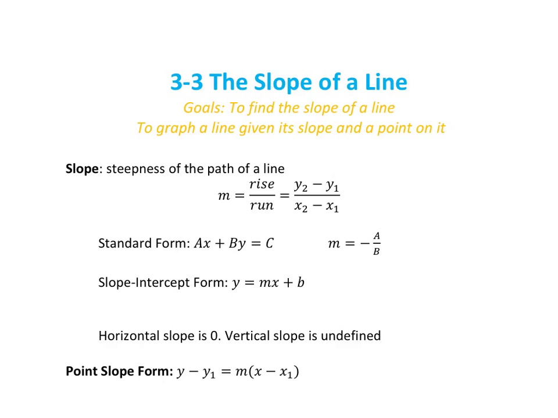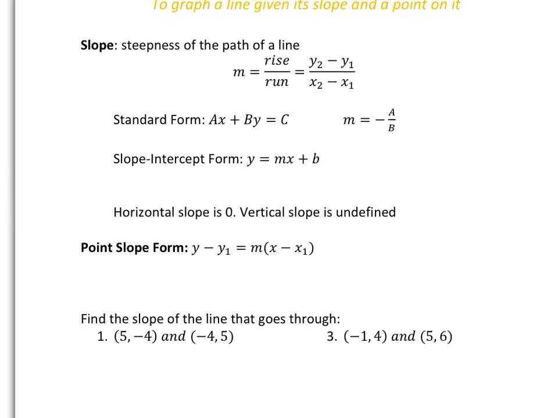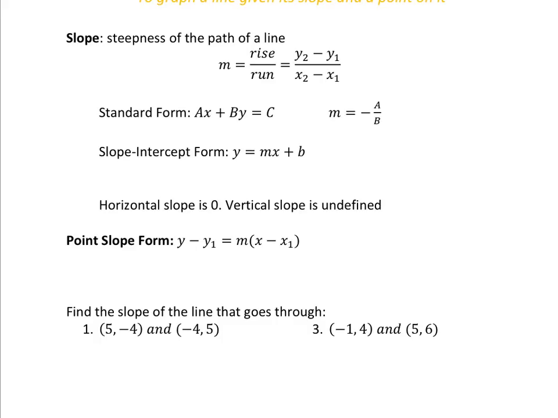Slope is just the steepness of the path of a line. You might know it as rise over run, which is often a term used. It's the change in y over the change in x. You might also see change in y over change in x written like this. That triangle is the Greek letter delta, which signifies change in math. And m is the variable we always use for slope.